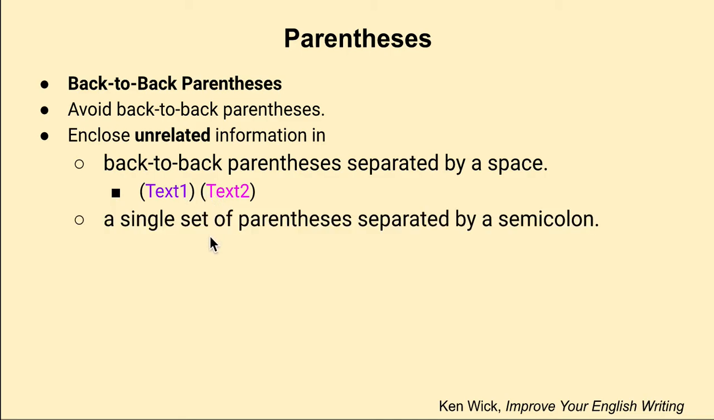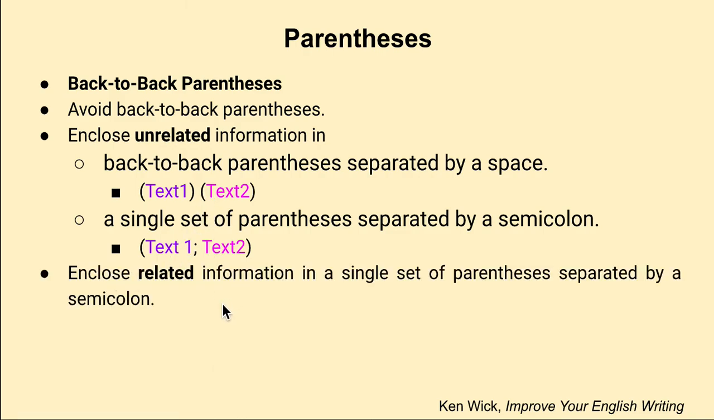Or what you could do is a single set of parentheses with the information separated with a semicolon. So it would be this. You put the parentheses, you'd have the information here, a semicolon, and then the other information here. So when it's unrelated, you do one of these two formats. And if the information is related, then it's just a single set of parentheses, just like this example here. So if the information is related, you just use a single set of parentheses with the information separated by a semicolon. So let's get to just some examples.